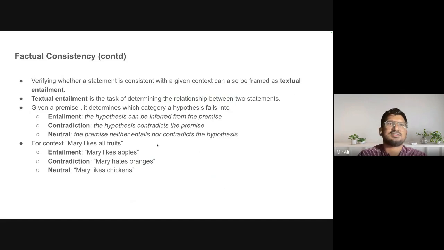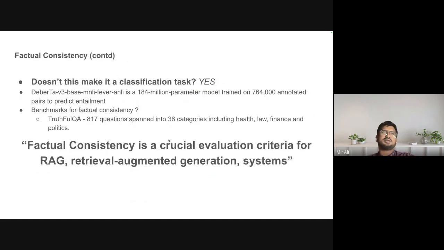An example: consider Mary likes all fruits. In entailment, Mary likes apples, so she likes fruits. It is matching. Now, in contradiction, Mary hates oranges. This is contradicting our Mary likes fruits. But if we give a statement where Mary likes chickens, it can neither contradict nor entail. So this becomes neutral.